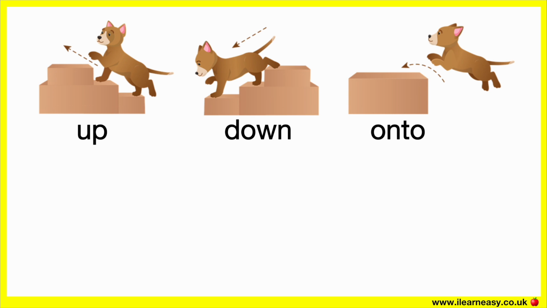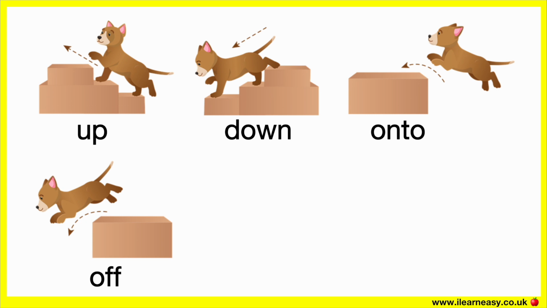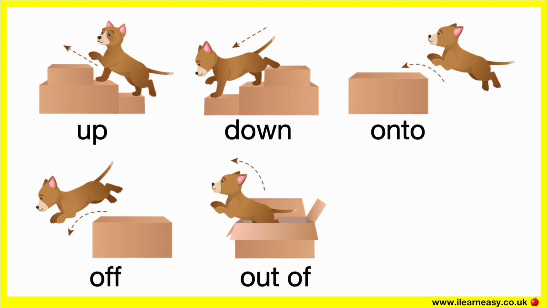Onto. The dog jumps onto the box. Off. The dog jumps off the box. Out of. The dog jumps out of the box.